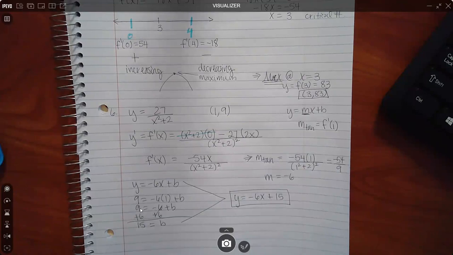Remember, I will post these, so if you don't get to copy every bit down, leave some space, and then you can come back and just copy it from my document.